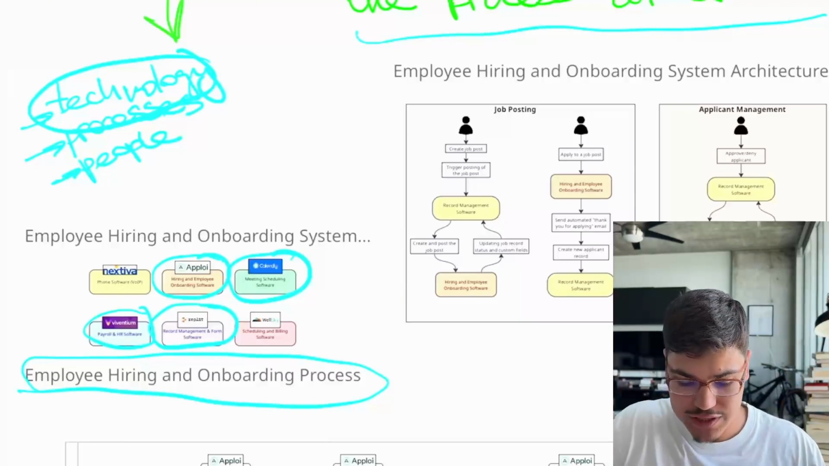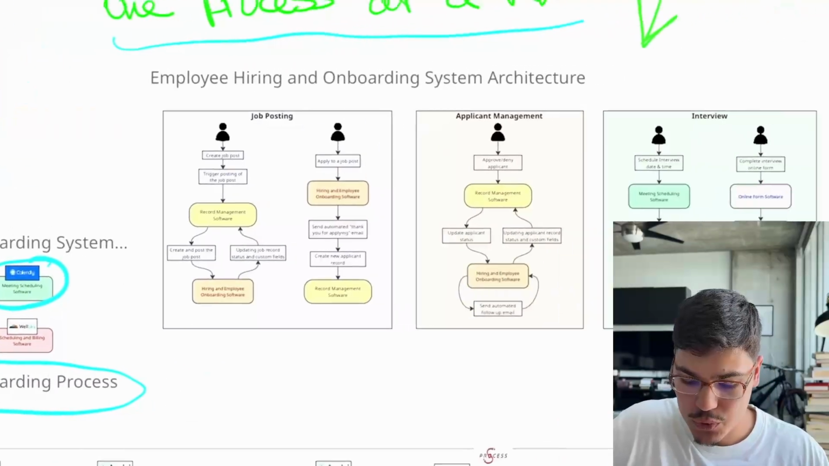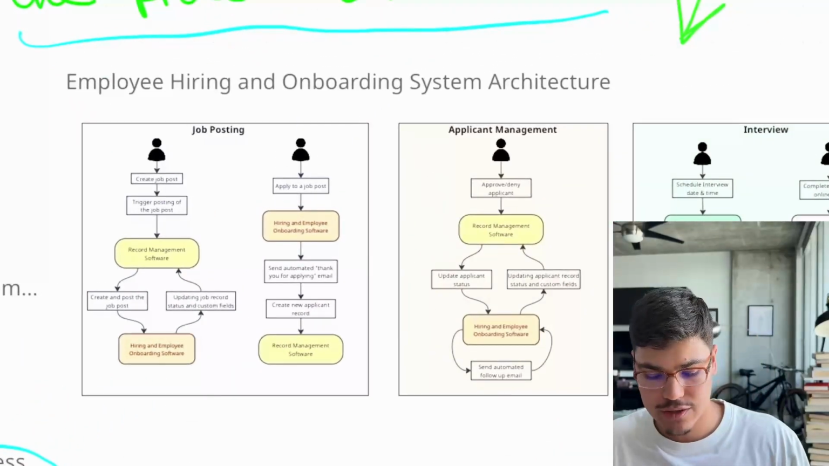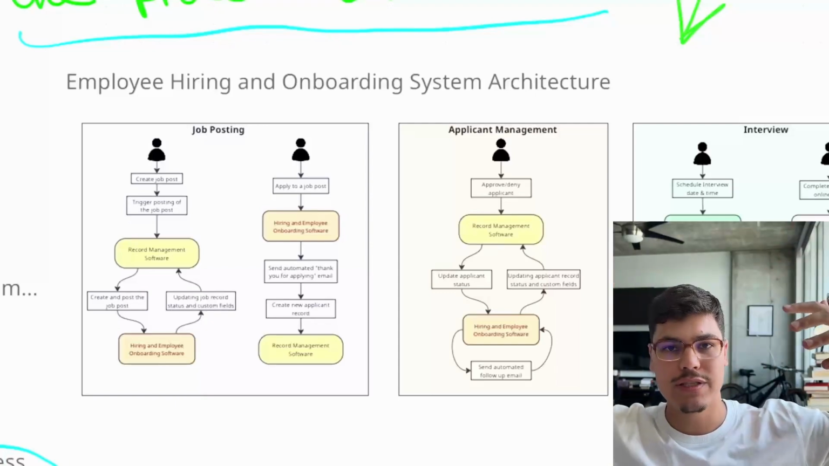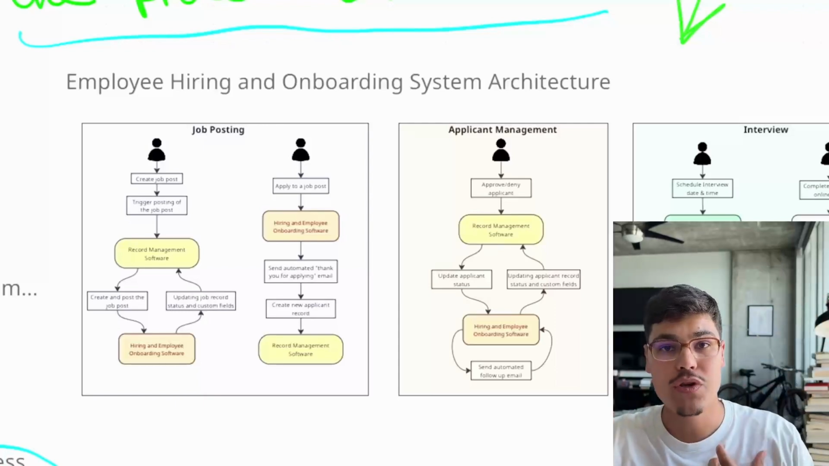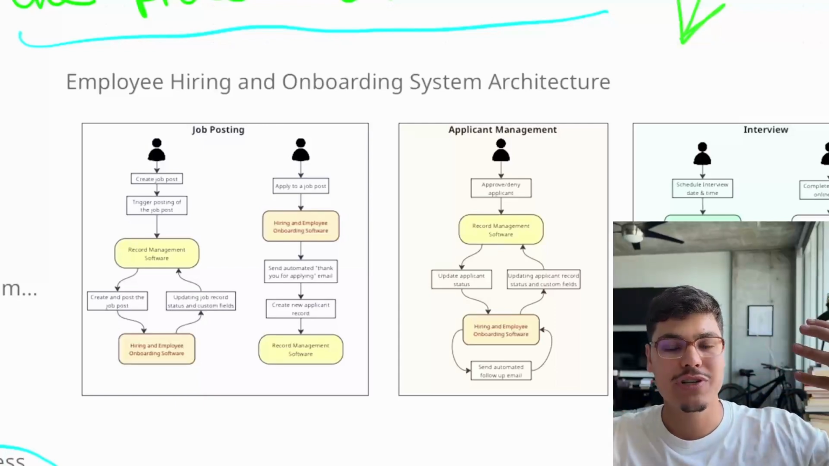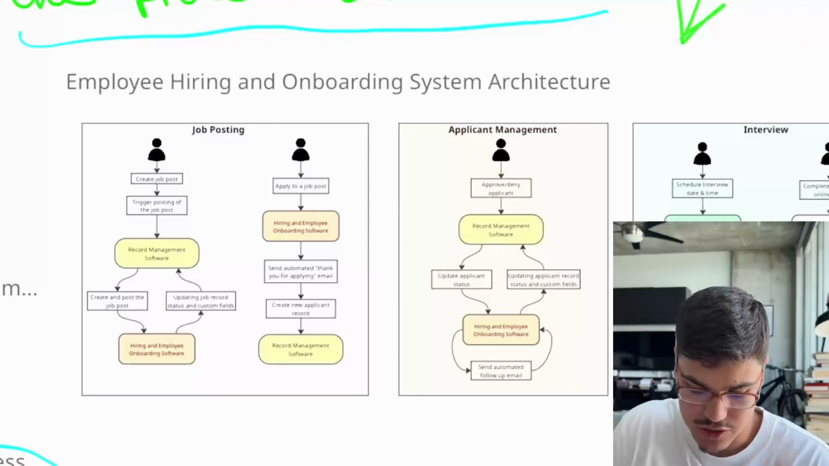Now, as you understand all the technologies and you understand the process, which is the second thing, now we need to put together what I like to call the system architecture. This is where I put together the technology or software that we use, the processes of how we use them, and how people interact with the system. And this is where the system architecture comes into place.